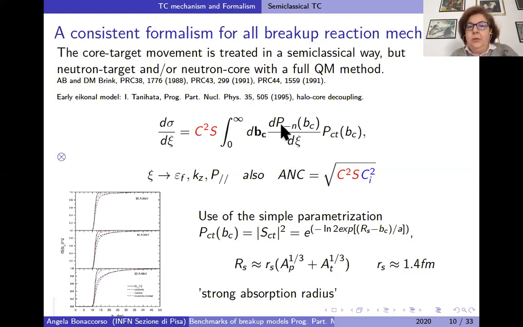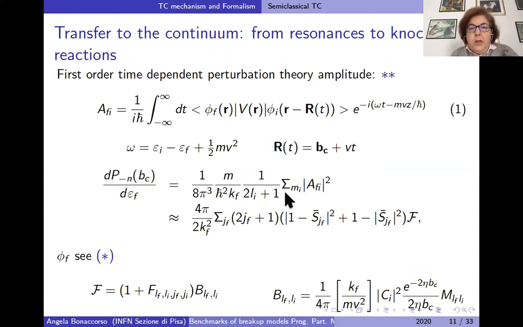Depending on how the initial wave function is calculated, one can have a parameter here, which is either the spectroscopic factor, if, for example, we use shell model wave functions, or the asymptotic normalization constant if one uses ab initio wave functions. The probability that the neutron is knocked out is calculated through a time-dependent amplitude. This is a bit tricky, but what I want to tell you is that the time dependence is important. We have it because we have the trajectory description of the relative motion.